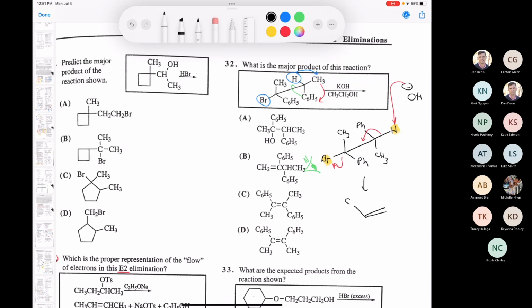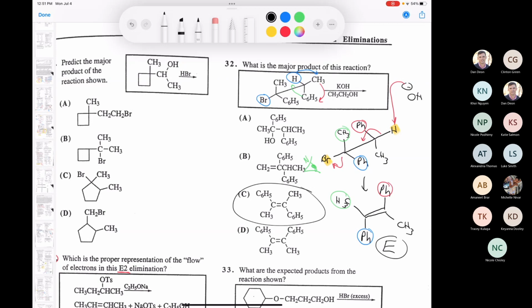I've got my methyl group coming up here. That's this methyl group. I've got this phenyl coming down here, like that. I've got this phenyl going up in the back, like this. And then I have the other methyl group coming down like that. So I end up with the E compound, which is C. That is the E alkene that I'm looking for.